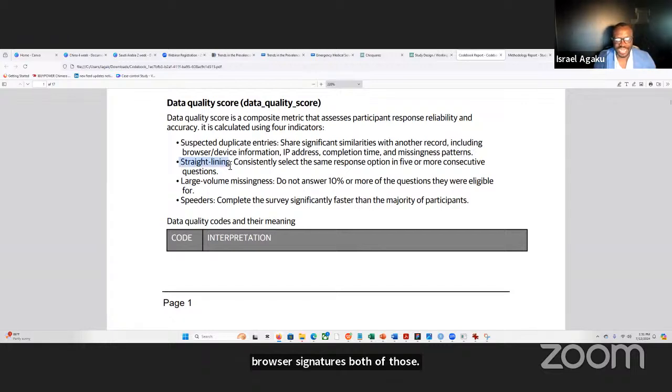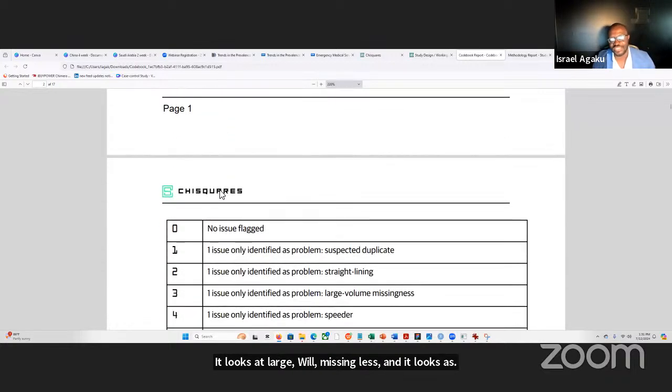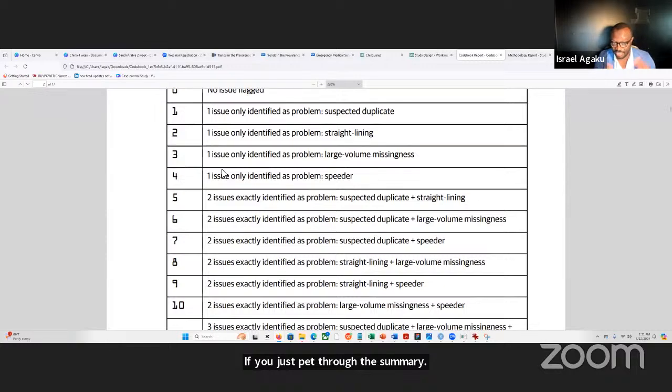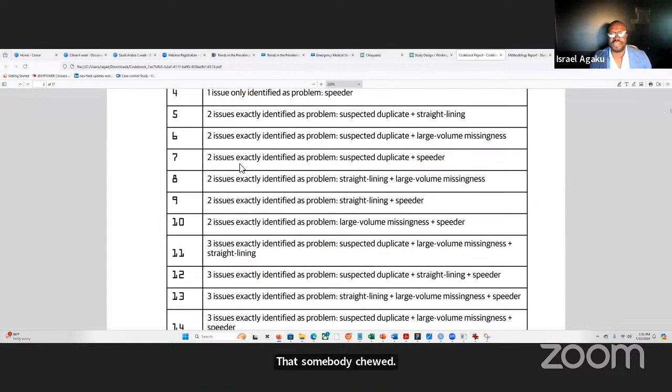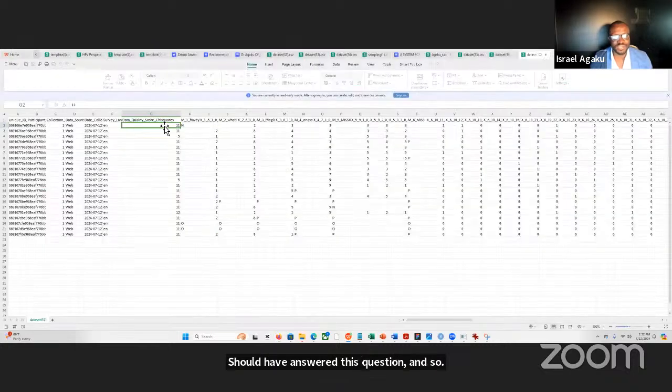It looks also at straight lining, which is just answering the same thing, AAA, consistently. It looks at large volume missingness, and it looks at speeders. If you just pair through the survey, the platform knows that, okay, this is the expected time on average, given the number of questions and looking at the statistical distributions, that somebody should have answered this question. And so it flags issues here.